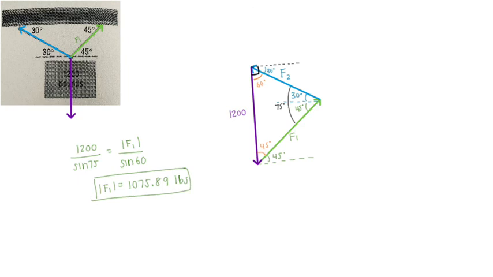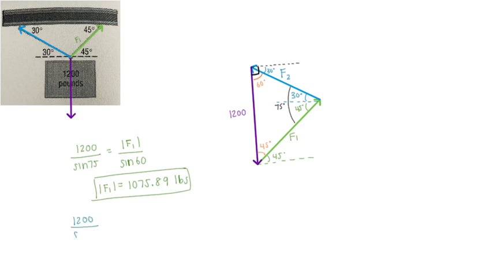Okay, now I have enough information in order to use the law of sines. We don't have to worry about it, we're not solving for an angle here. And I can set up the law of sines like this. One option, 1200 over the sine of 75 is equal to the magnitude of force 1 over the sine of 60. Right? Plug that into your calculator. 1200 times the sine of 60 divided by the sine of 75. You get 1075.89. Right? That same exact number that we found for force 1 using horizontal and vertical components.